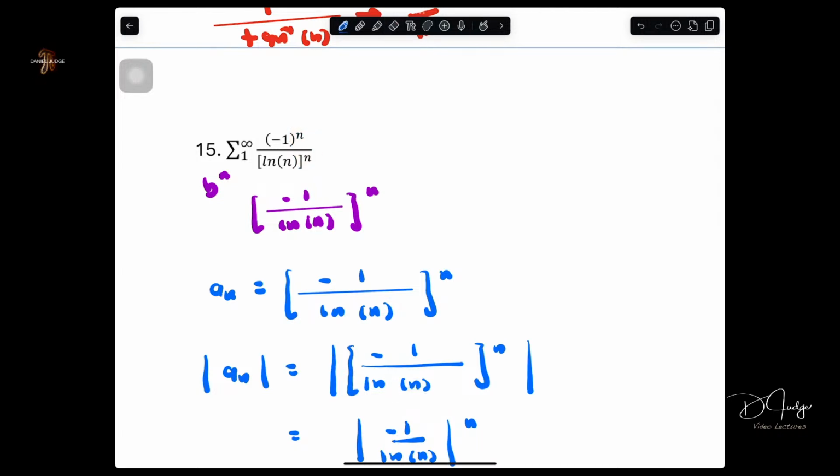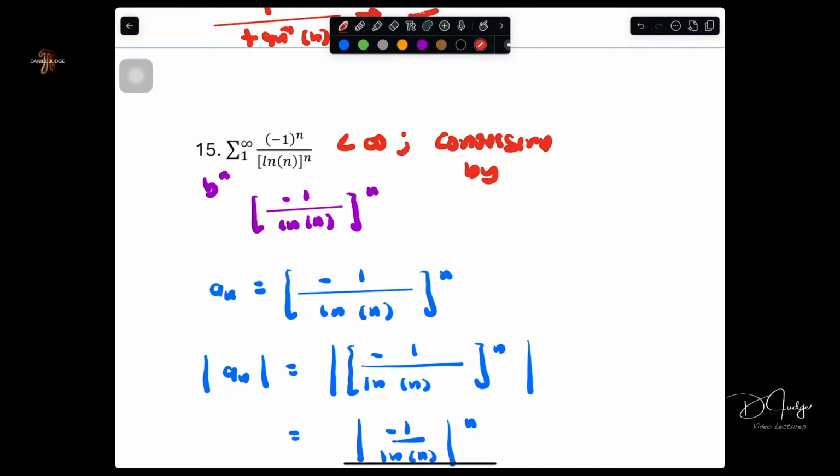And ladies and gentlemen, this is absolute convergence by the root test, which implies you have convergence by the root test. So this is strictly less than infinity, which means you have convergence by the root test.